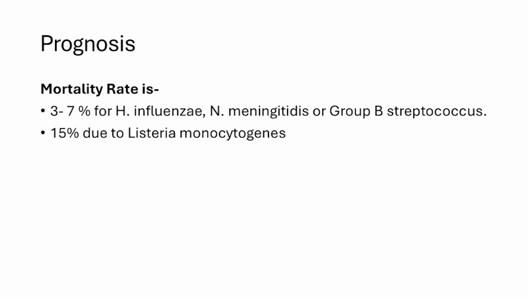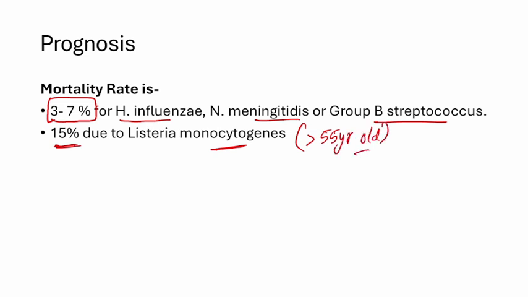What is the prognosis? If treated properly and in time, prognosis is good, but still prognosis includes 3 to 7% mortality in Haemophilus influenzae meningitis or group B streptococcus, and it is 15% mortality in Listeria monocytogenes. So Listeria is very important. We have understood it is more prevalent in those more than 55 years old, and we have to give ampicillin for Listeria monocytogenes. So that is all about acute bacterial meningitis.